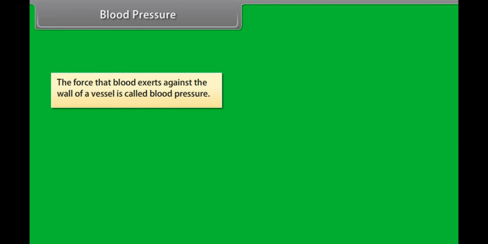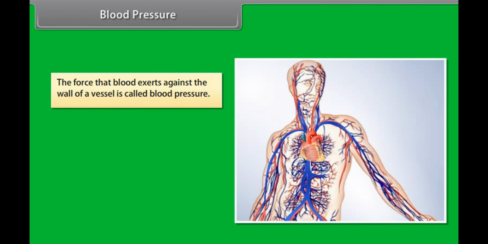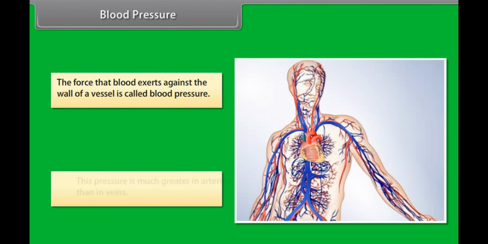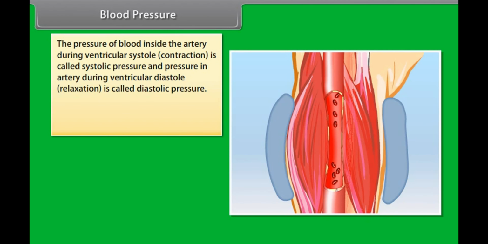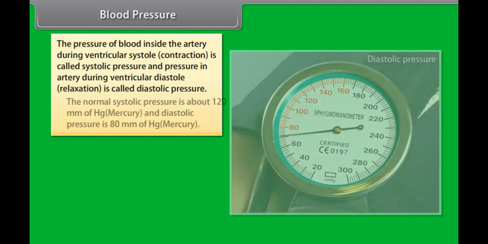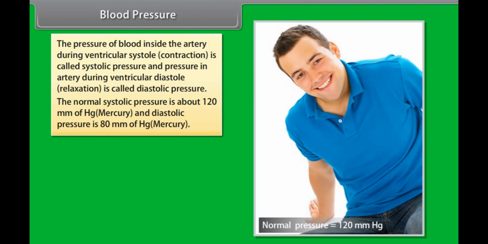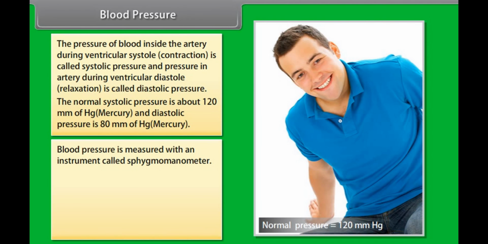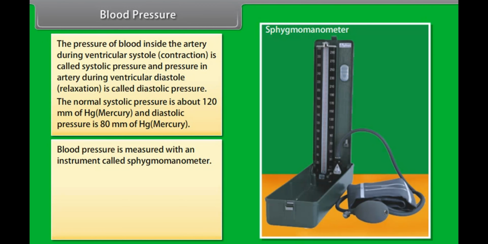Blood pressure. The force that blood exerts against the wall of a vessel is called blood pressure. This pressure is much greater in arteries than in veins. The pressure of blood inside the artery during ventricular systole (contraction) is called systolic pressure, and pressure in artery during ventricular diastole (relaxation) is called diastolic pressure. The normal systolic pressure is about 120 mm of mercury, and diastolic pressure is up to 80 mm of mercury. Blood pressure is measured with an instrument called sphygmomanometer.